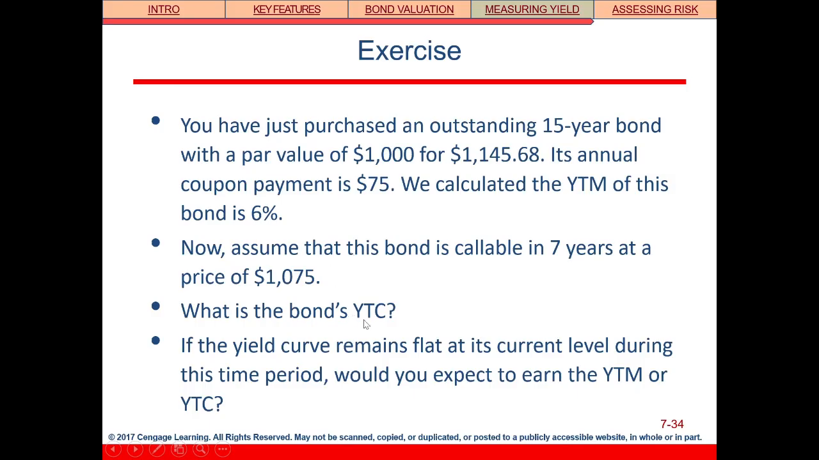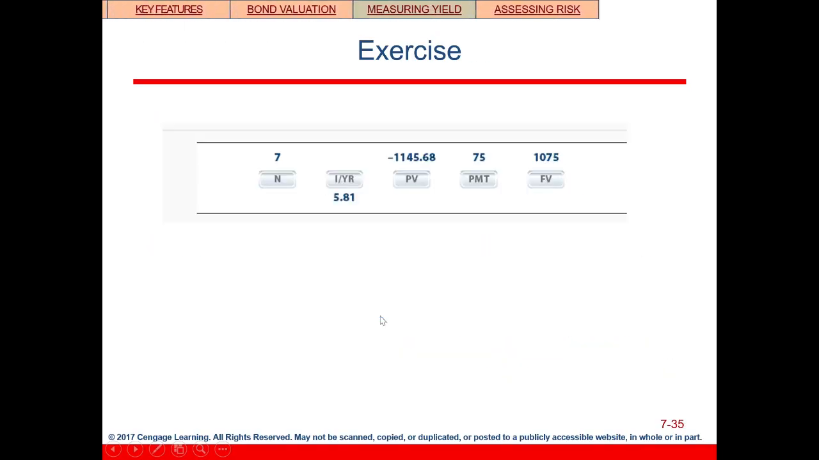But now we're calculating yield to call, so we have to change N from 15 to 7, because the bond is callable in 7 years. And also change the future value from $1,000 to $1,075, because this is how much the company will pay the investor if the company decides to call back the bond. The others all remain the same. The present value is $1,145.68. The payment is $75. You only need to change N and the future value. And this time the interest rate you calculate is going to be the yield to call. So let's see.